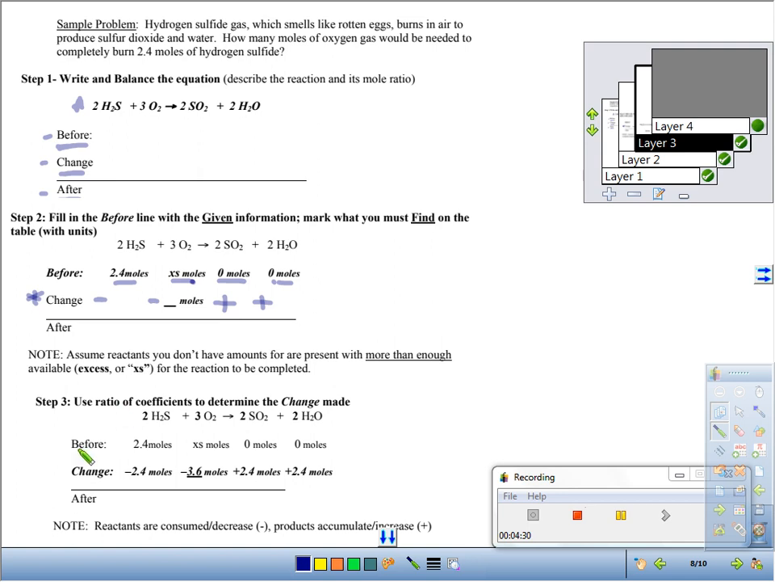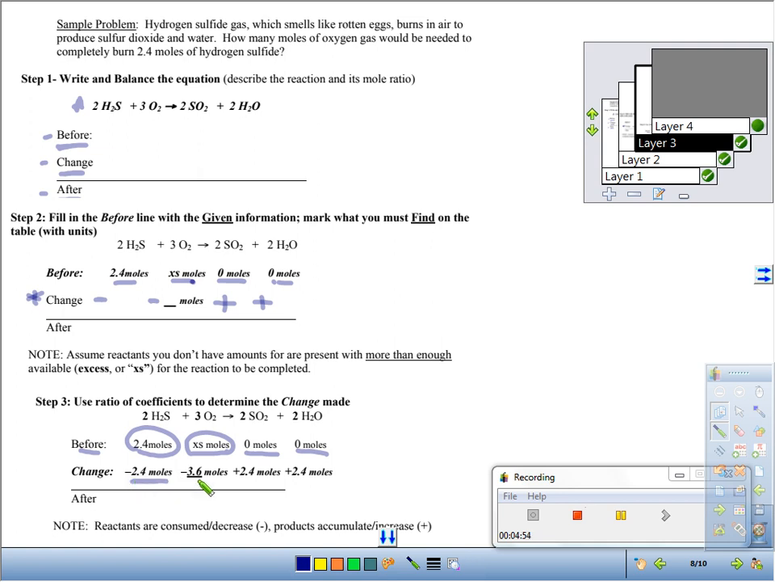The balanced reaction, we filled in the before. This is what we're starting with. We have an excess here. There's nothing here, nothing here. We're going to use up, okay, so it says in the problem, hydrogen sulfide gas smells like rotten eggs. How many moles of oxygen gas would be needed to completely burn? Total combustion. So we're going to use up all of this.